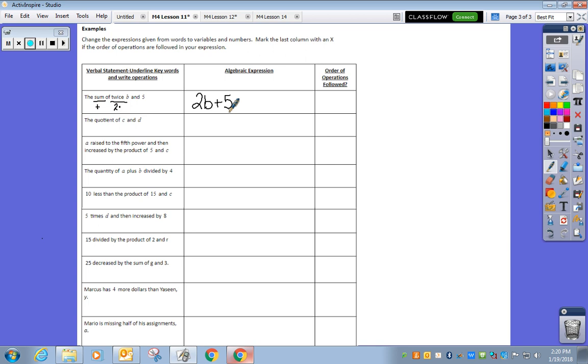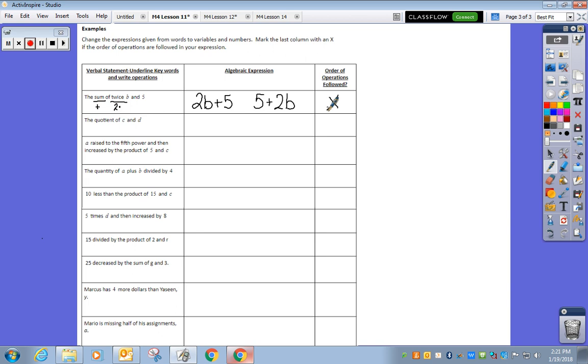So the sum of twice b and 5 means I'm going to do twice b added to 5. Now, order of operations would tell me that I would be multiplying first here. So it doesn't really matter if I do 2b plus 5 or 5 plus 2b, because in either case, I'm still going to do the multiplication first. So this one, I really wouldn't need parentheses around it. So I am following the order of operations there.